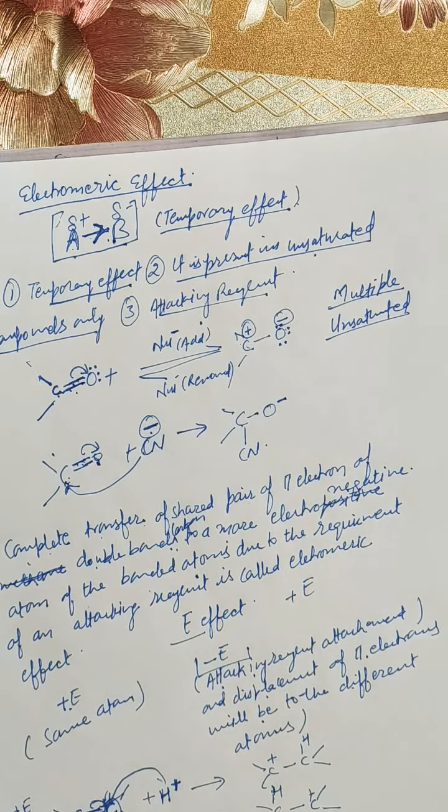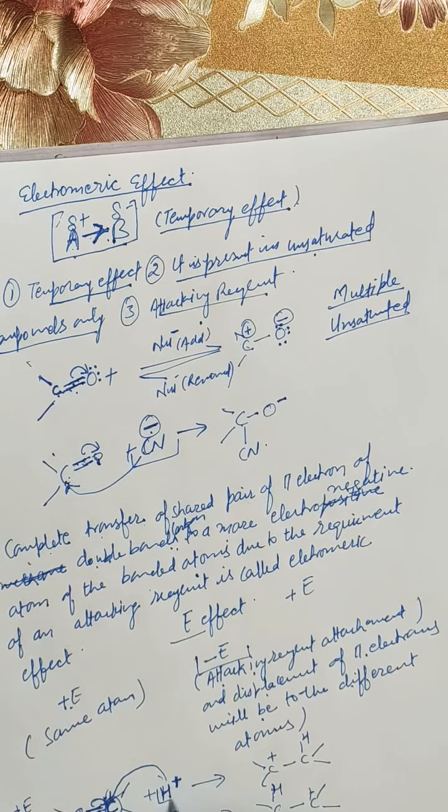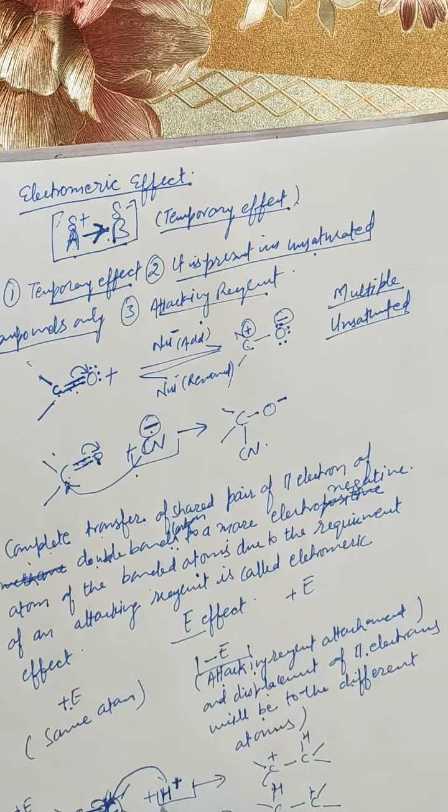Next, in the inductive effect, the presence of an attacking reagent is not required, whereas in the electromeric effect the attacking reagent is always required. I told you these two examples. So at all times the attacking reagent should be there. Next, the inductive effect involves a partial displacement of sigma electrons, whereas the electromeric effect involves the complete transference of pi electrons.